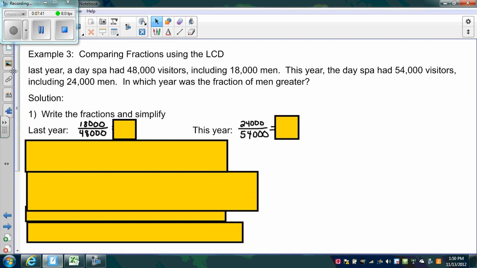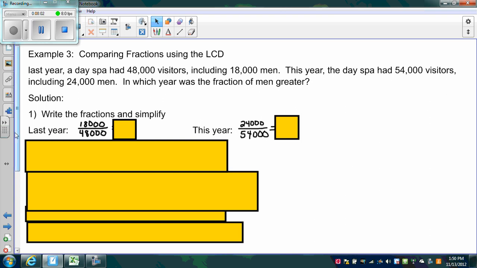So let's use the example of last year, a day spa had 48,000 visitors total, and of those visitors, 18,000 were men. This year, the day spa had over 54,000 visitors, including 24,000 men. And we want to know in which year was the fraction of men greater.